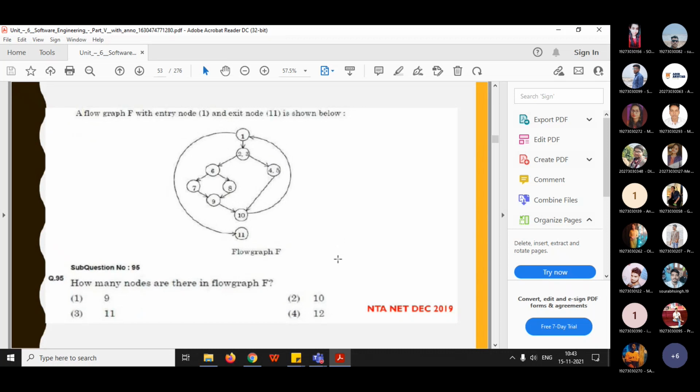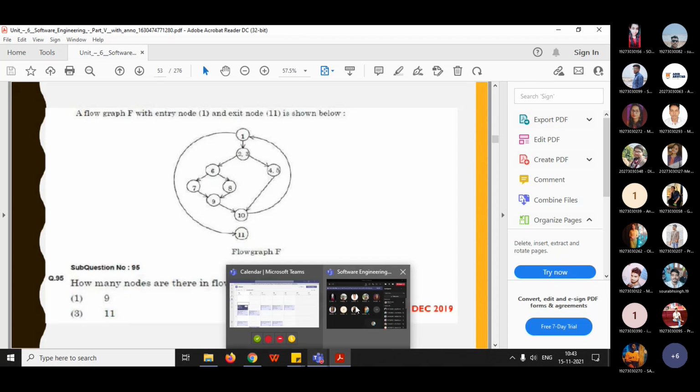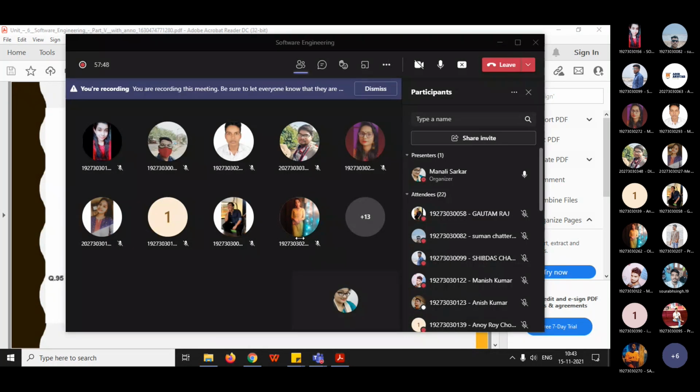And the last question: tell me how many nodes are there in the flow graph. So how many total nodes are there? 9. Very good. So the total number of nodes is 9. I hope the cyclomatic complexity concept is clear to you. We will do some more examples of cyclomatic complexity.